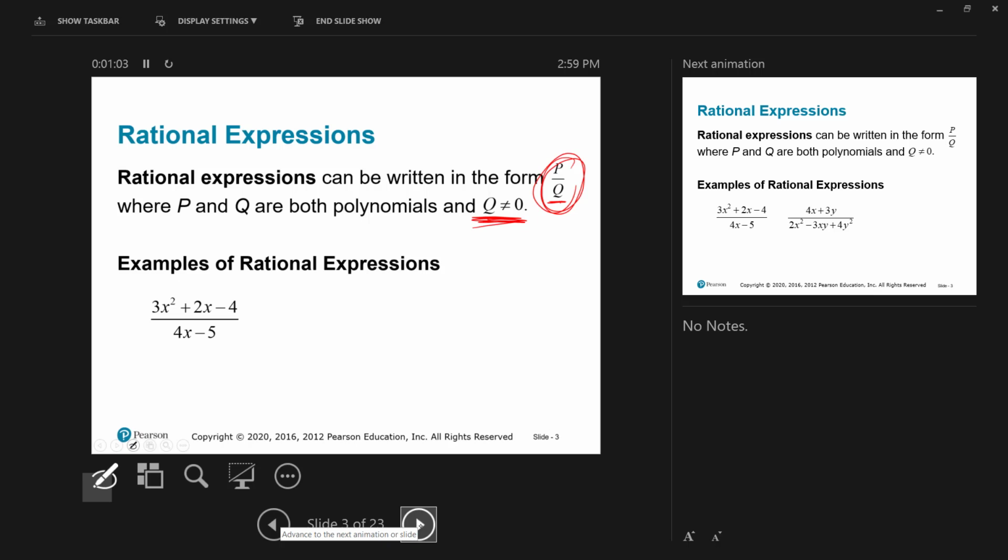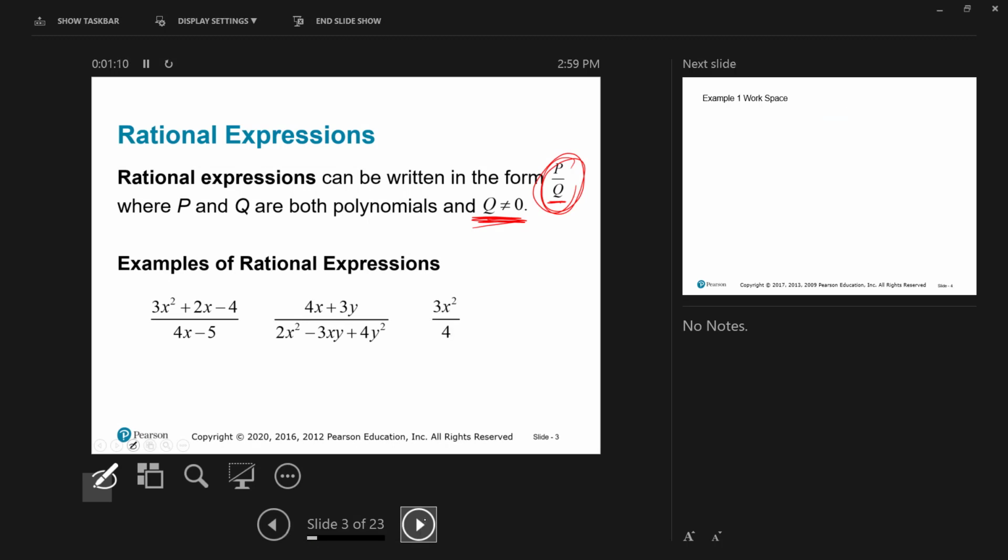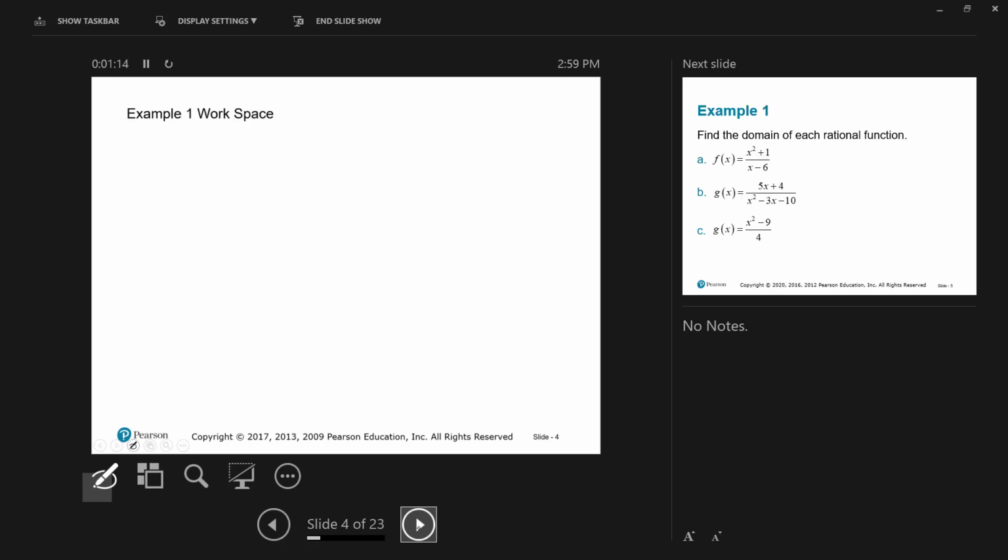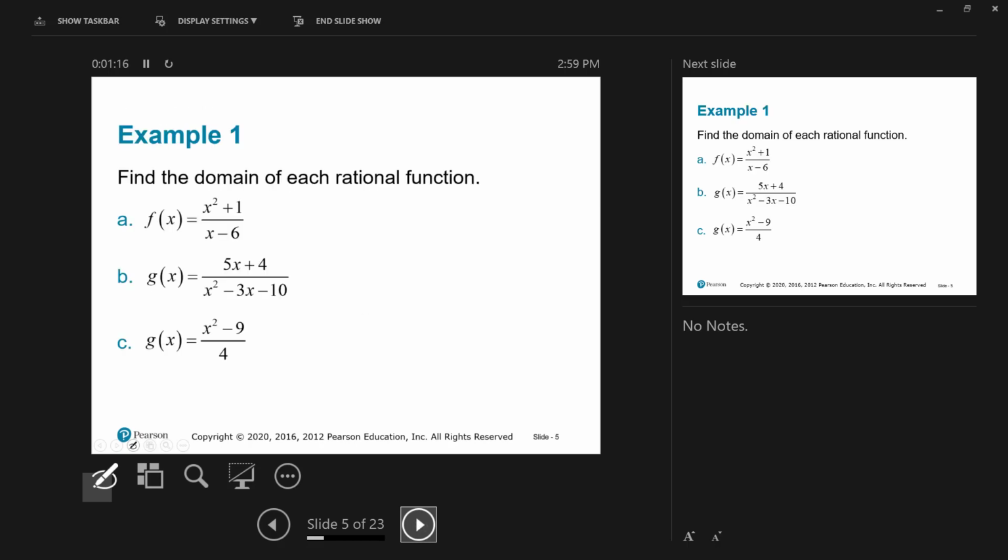This is clearly a fraction. It's got polynomials in it, but that's okay. We can handle it. So here are 3 expressions that give you an idea of what we're going to be dealing with. I'll be back to this page.